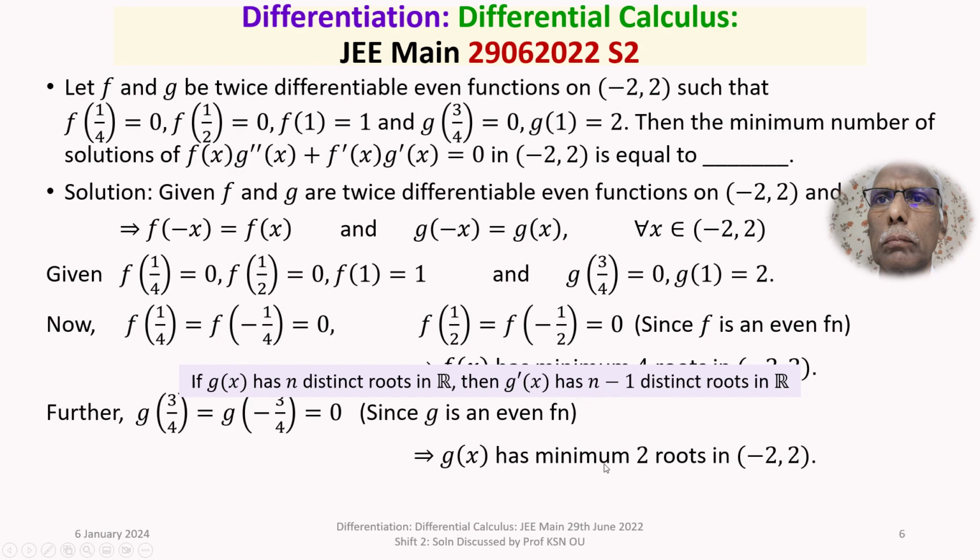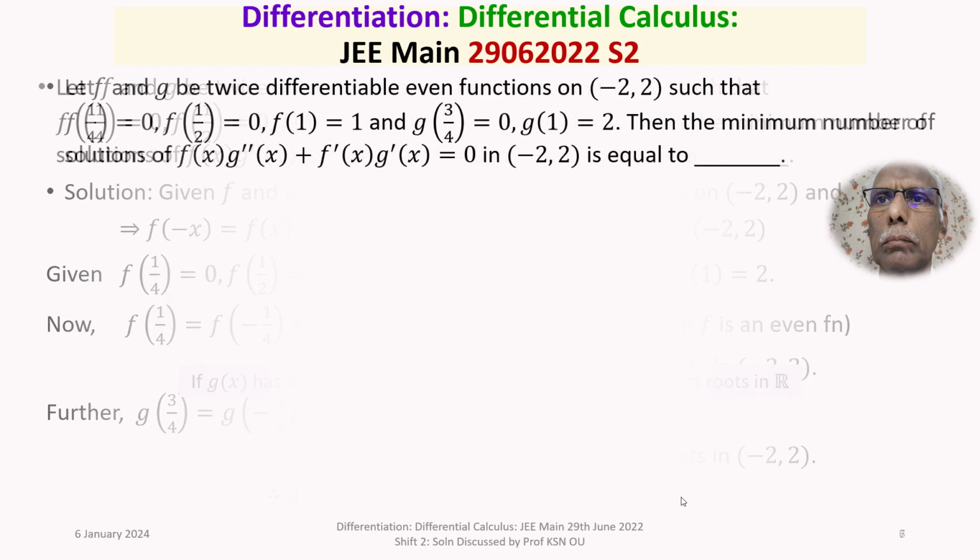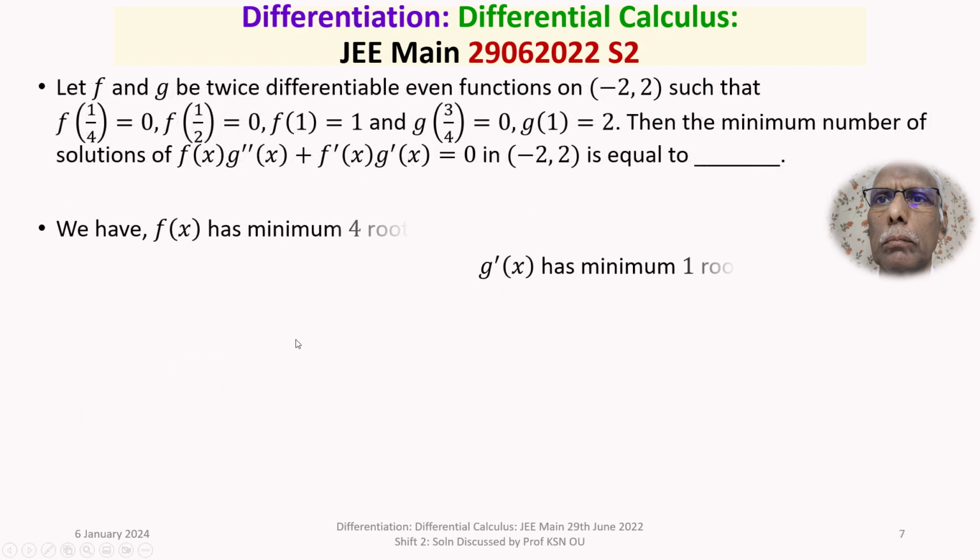g of x has at least 2 roots in minus 2 to 2. This will imply g prime x has at least 1 root in the open interval minus 2 to 2. We continue in the next slide. In the last slide, we have shown you f of x has at least 4 roots in minus 2 to 2, and g prime x has at least 1 root in minus 2 to 2.